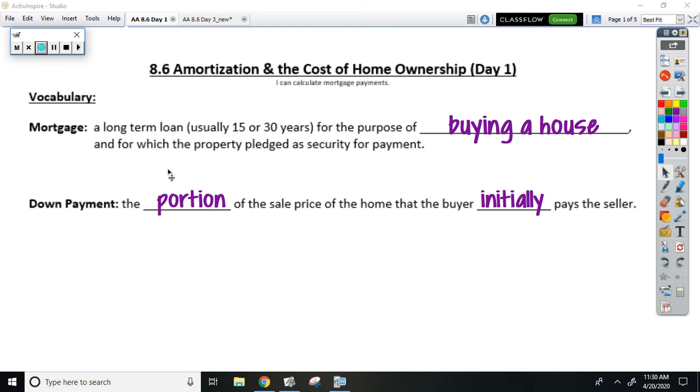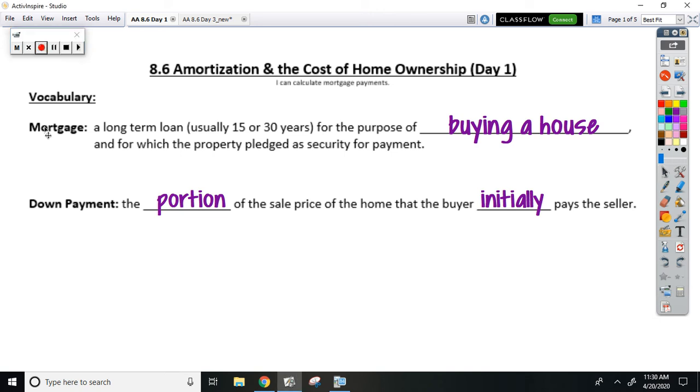All right, in today's lesson, we're going to be looking at section 8.6, which is on the cost of home ownership. So this is purchasing a house. Our goal will be to calculate mortgage payments, which are how much you pay every month for your home.